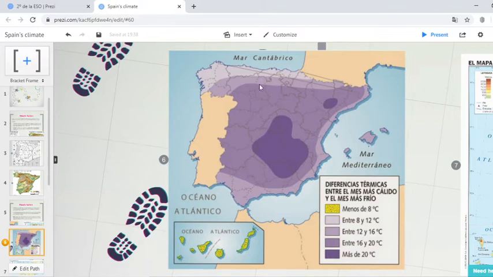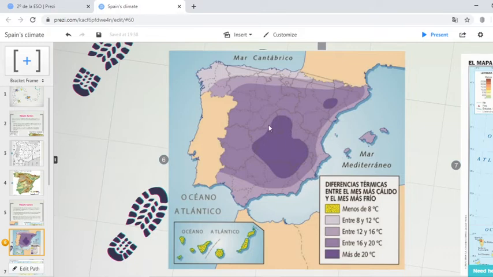And this is a map showing the temperature variation. Being surrounded by a lot of water masses means that temperature variation is pretty low in the coastal areas and some parts of the inner or interior areas. Obviously, there is an exception to the rule.